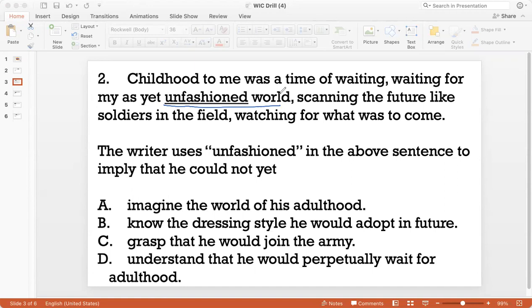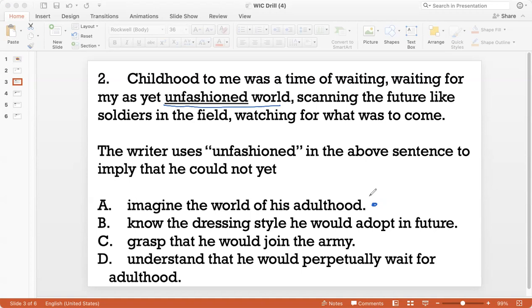of his adulthood. That's a good answer because the unfashioned world here means the unconstructed world, the undeveloped world, the world of my adulthood that was yet to form. So he could not yet imagine that world. So that's a good answer.